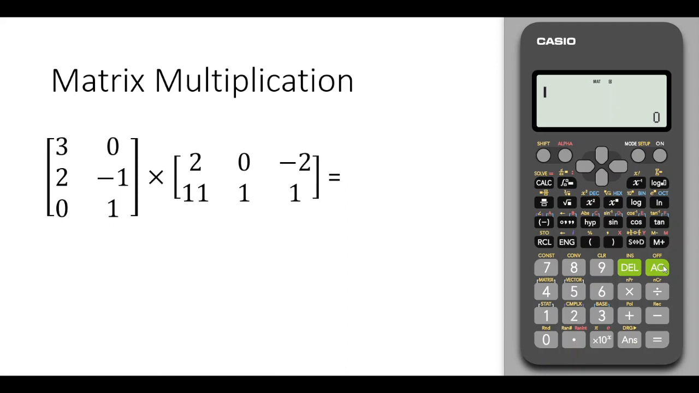And now we could multiply these two matrices by selecting Shift 4, press 3, and then press multiply. Again, Shift 4 and select 4 for matrix B and press equal. This is the answer to this problem. You will get a 3 by 3 matrix.